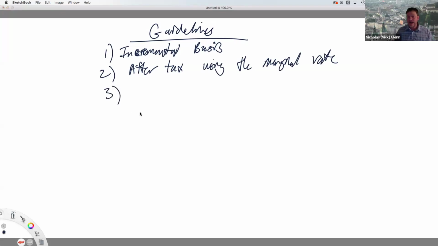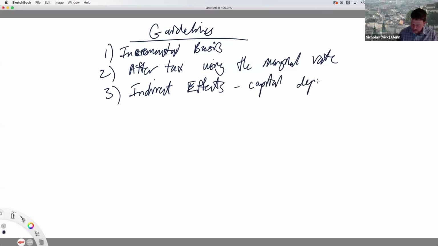Now, kind of related to taxes here, you need to think about any indirect effects. So what are these indirect effects that we're talking about here? Well, one of the things that's important is capital depreciation.